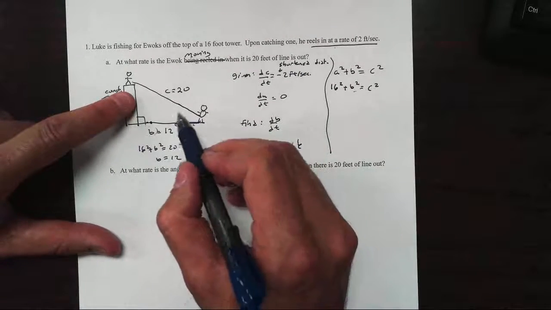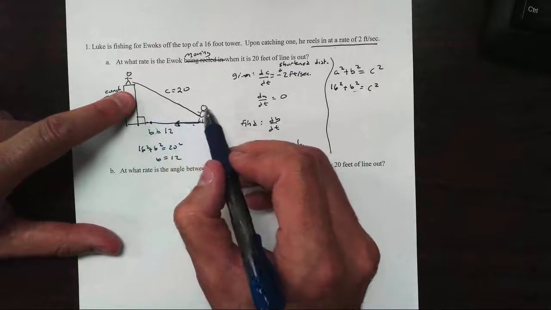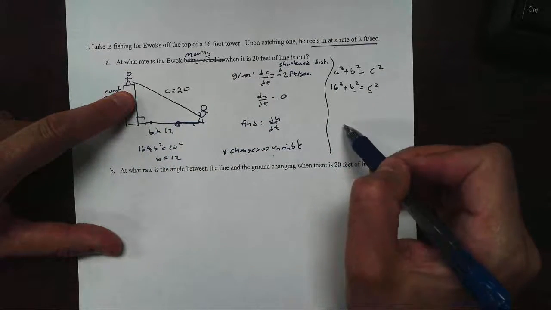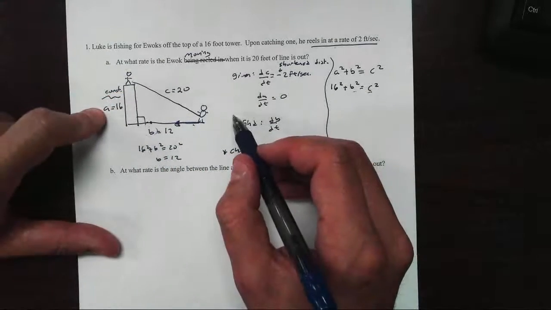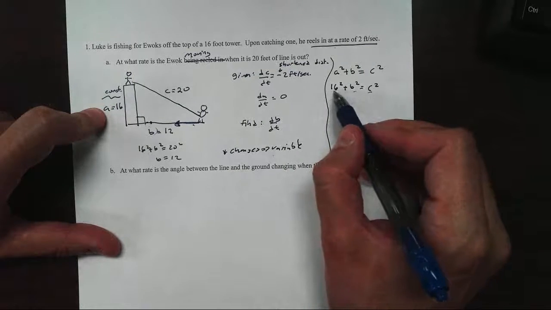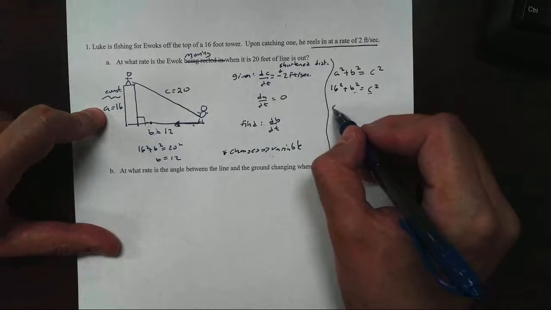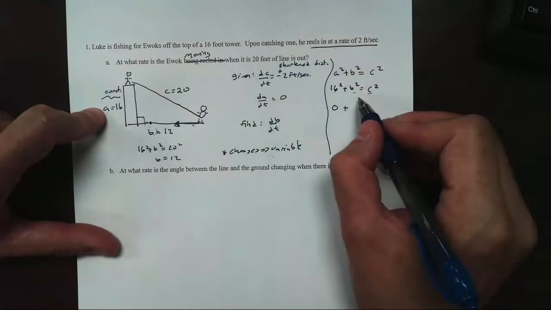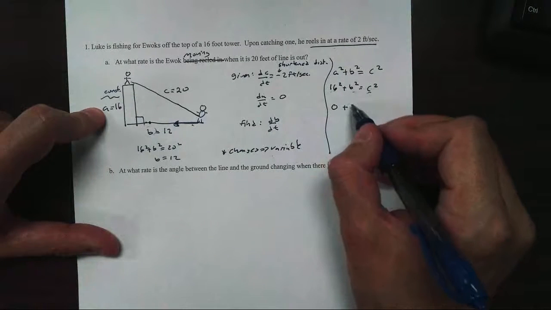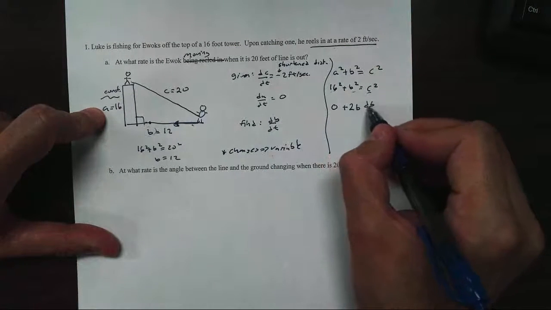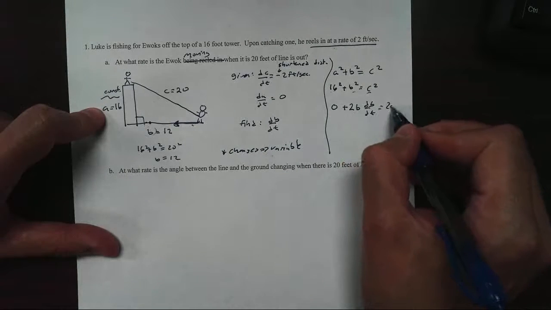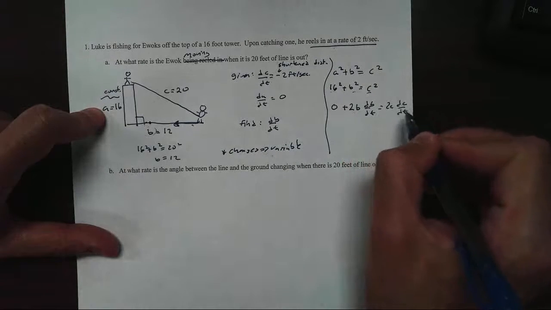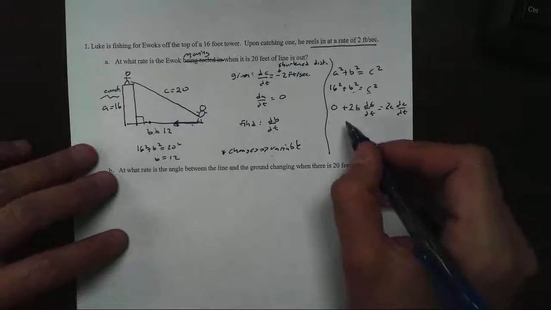As the ewok is moving toward the tower, the length of the line is also going to be changing. So I keep that in terms of C. But the height of the tower never changes, so I keep it at 16. And that's nice because when I take the derivative, it's just 0. Right? So then I keep taking the derivative. This becomes 2b dB dt equals 2c dc dt. And now I can just plug in everything.